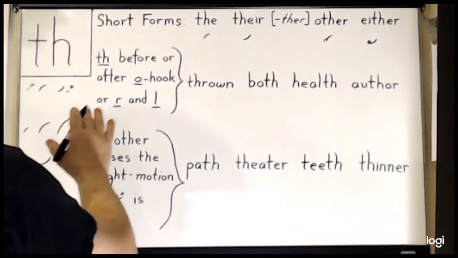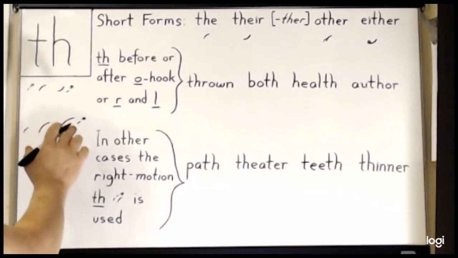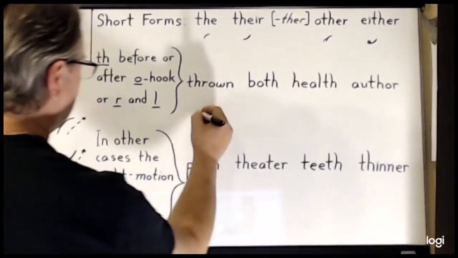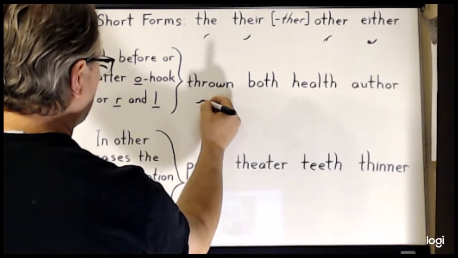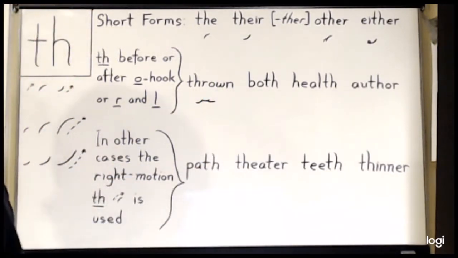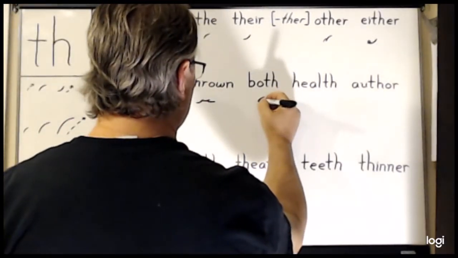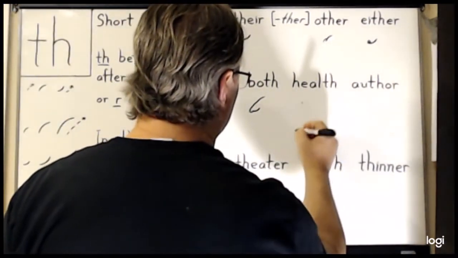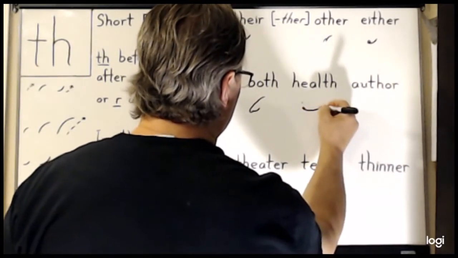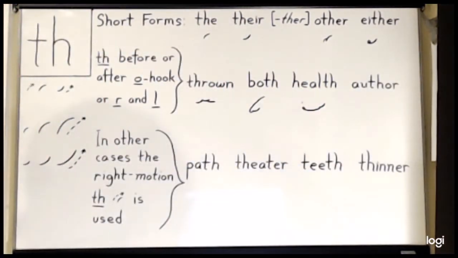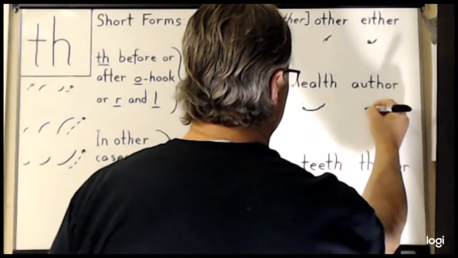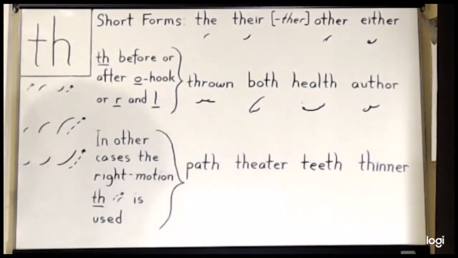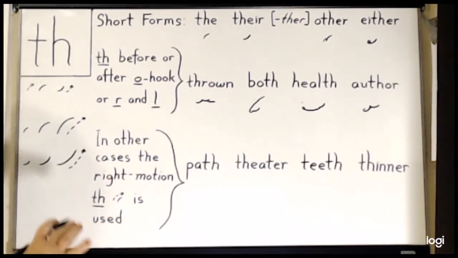And the TH before or after the O hook or the R or the L is represented by the left motion TH. So for thrown, we'll write TH, R, O on its side, N. For both, we'll write B, O, TH. For health, we'll write the dot for the H, the E, L, and TH. For the word author, it will be the O, left motion TH, and then the R stroke. And in other cases, the right motion TH is used.